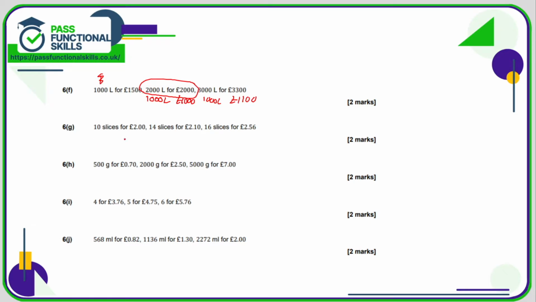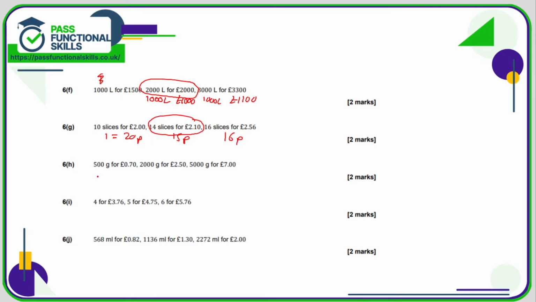Here we're going to work out the price per slice. Well, if 10 slices are £2, then 1 slice is going to be 20p. 14 slices cost £2.10, so therefore 1 slice is going to be £2.10 divided by 14, and that works out as 15 pence per slice. And here £2.56 divided by 16 tells us it's 16p per slice, so this is the best offer.